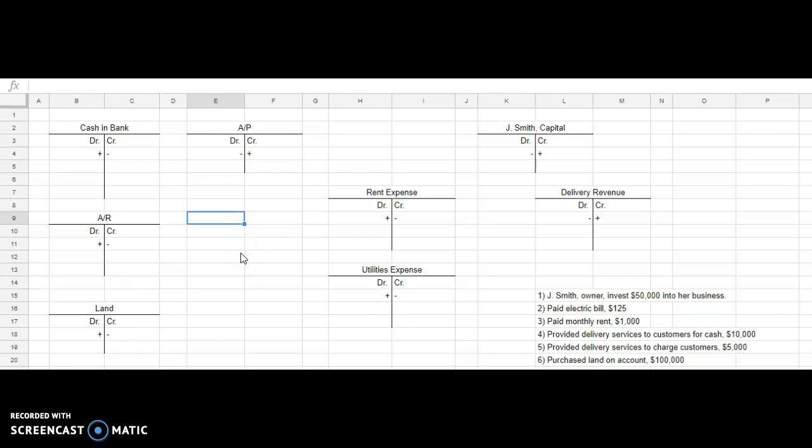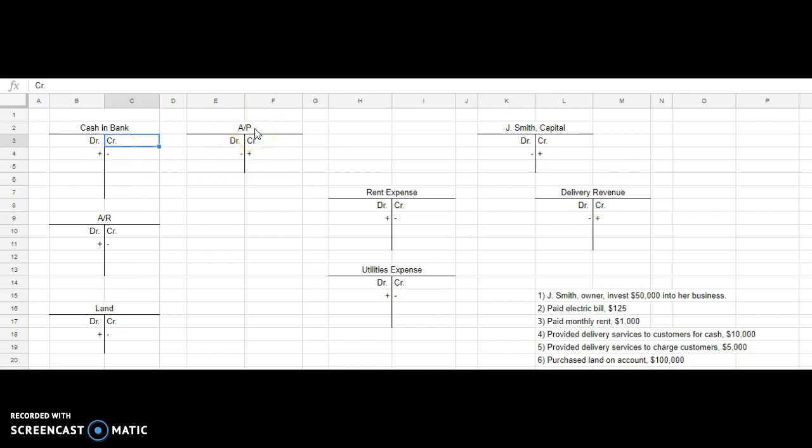So the first thing you want to do is make sure that no matter what account we're working on, debit's the left and credit's the right. And then based on what type of an account it is, you have to figure out what side it increases on. So if it's an asset like this one, it increases on the debit side, decreases on the credit.